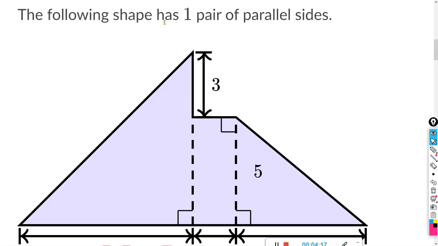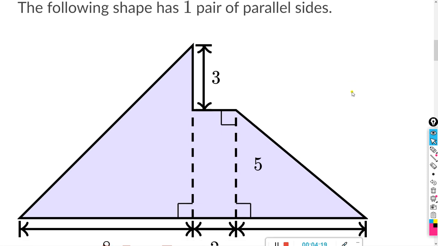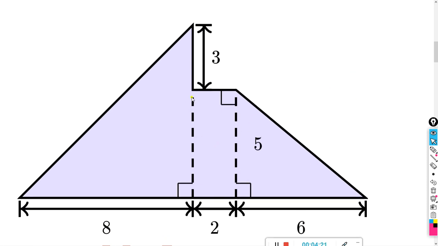So it says the following shape has one pair of parallel sides. Alright, I'm assuming it's these dashed lines right here. So let's see. I'm going to start with this triangle right here. We see that this side length here is 8, and this side length right here has to match this one here. So that's 5. Okay, but this piece right here is 3.